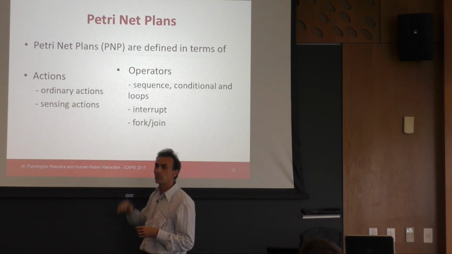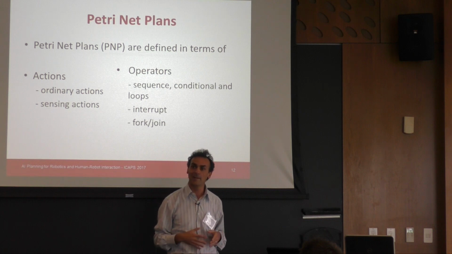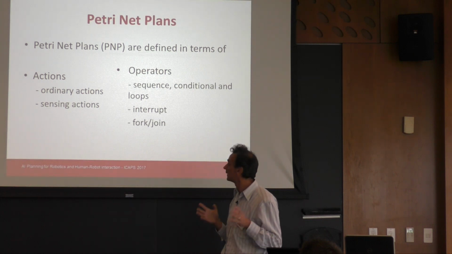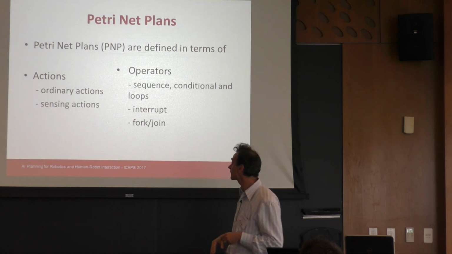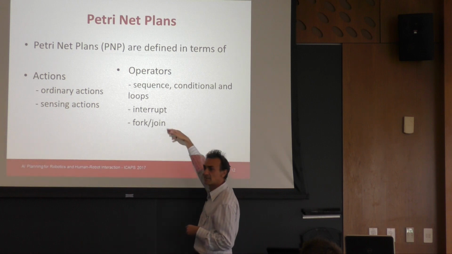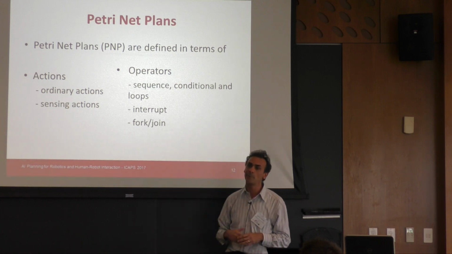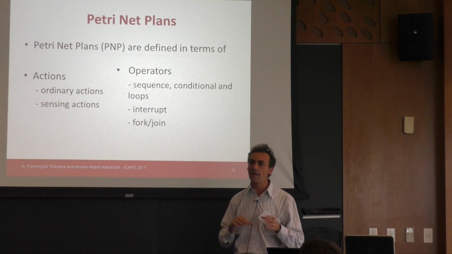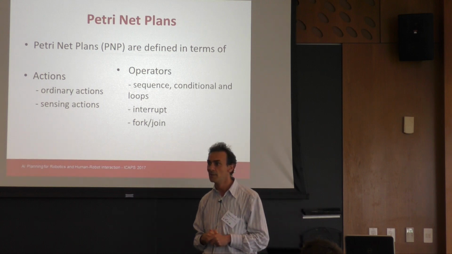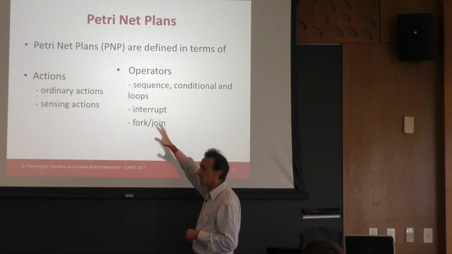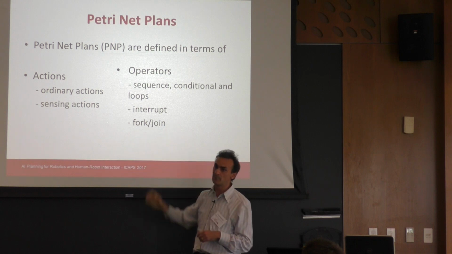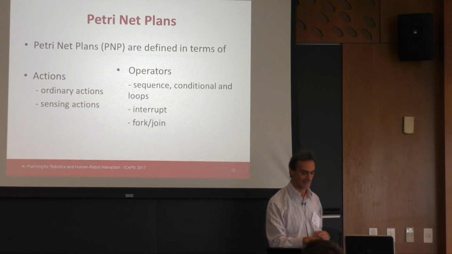There are two possible actions that we can define in PNP, that are ordinary actions and sensing actions, and there is a set of few operators that you can use to combine the actions among them. So a Petri net plan is whatever you obtain by applying these operators to actions, so you cannot do anything else.